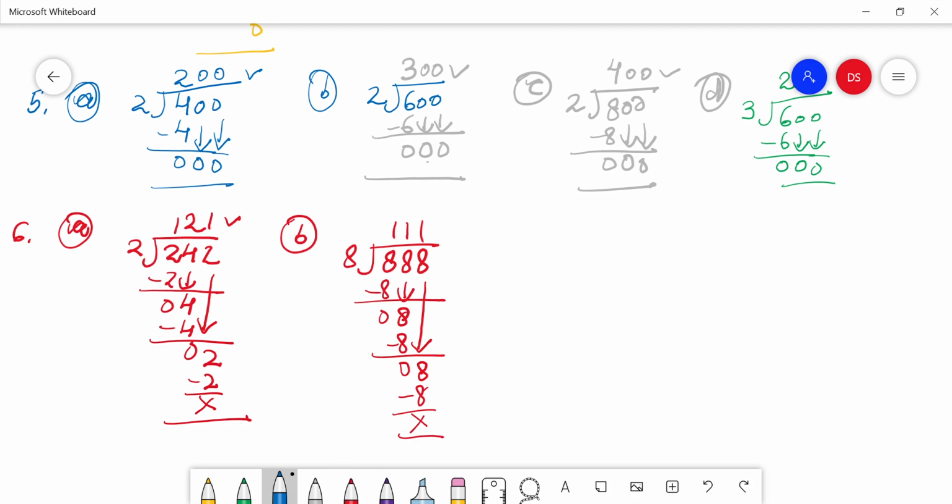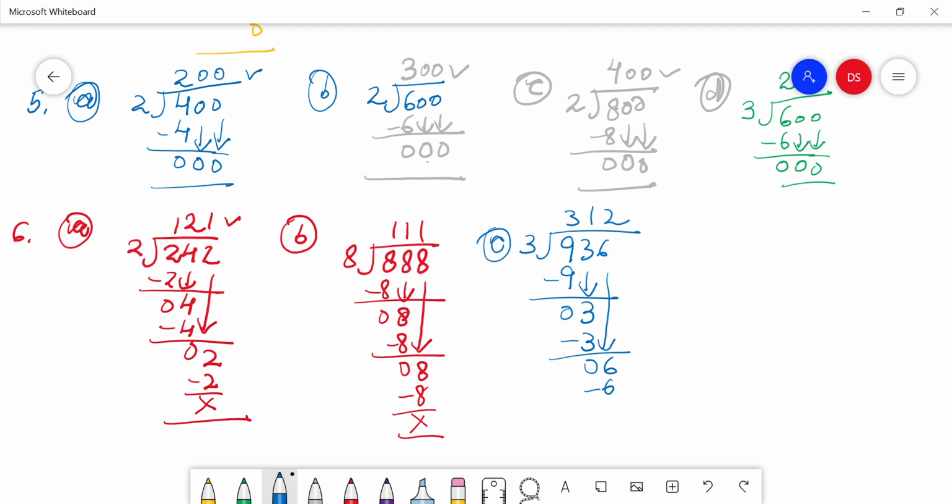Now we will do C part of question number 6. 936 divided by 3. 3 threes are 9. 9 minus 9 is 0. Next number is 3. 3 ones are 3. Children, you will write all the numbers in alignment. 6. 3 twos are 6. The answer is 312.